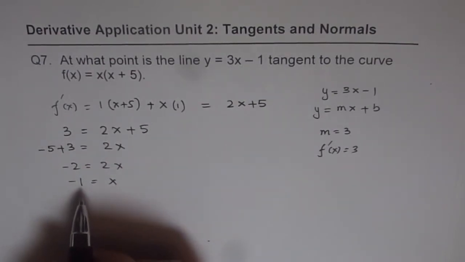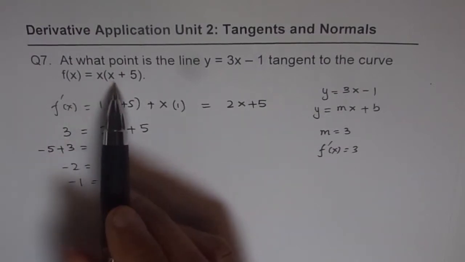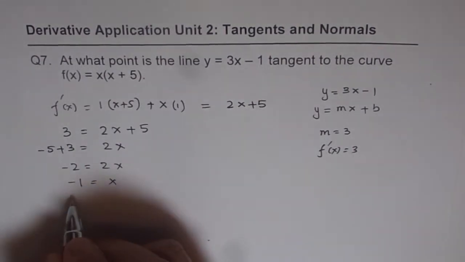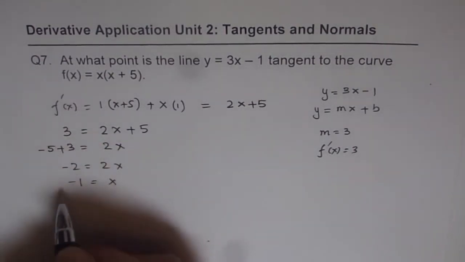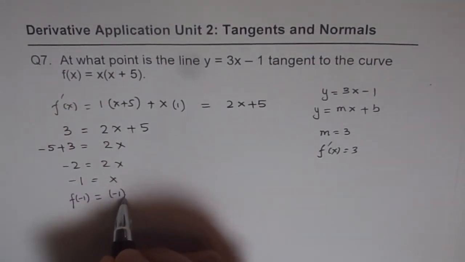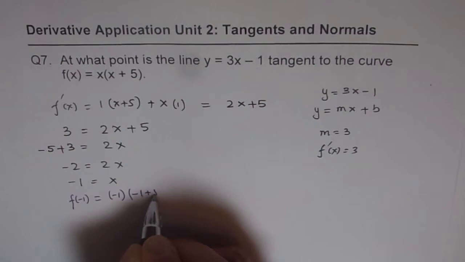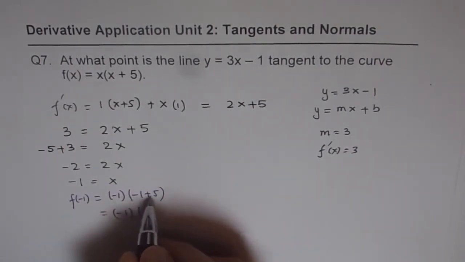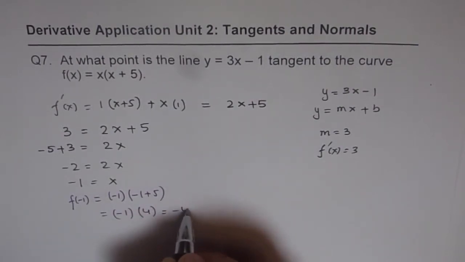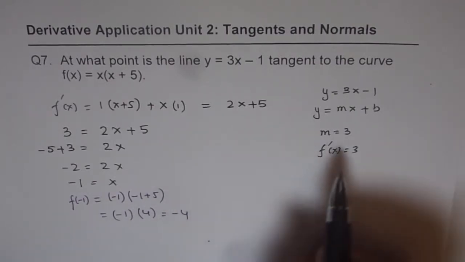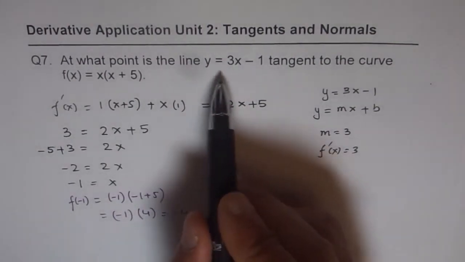Now if x is minus 1, what is the value of y? So let's figure that out. We'll do it separately for both and see if it is the same or not. So for the function, f of minus 1 is equal to, we'll plug in minus 1 here, minus 1 times minus 1 plus 5. And that gives us minus 1 times 4, that is minus 4. So that is the coordinates of the point on the function where the slope is 3. Now does it match with the given line?